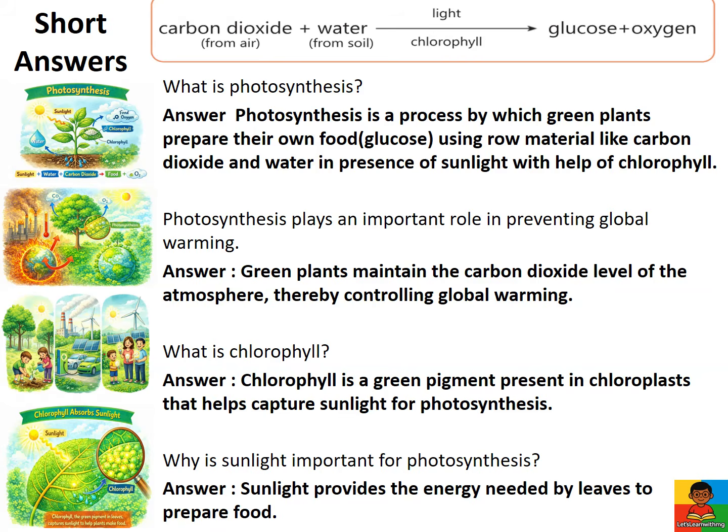What is chlorophyll? Answer: chlorophyll is a green pigment present in chloroplasts that helps capture sunlight for photosynthesis. Why is sunlight important for photosynthesis? Answer: sunlight provides the energy needed by leaves to prepare food.